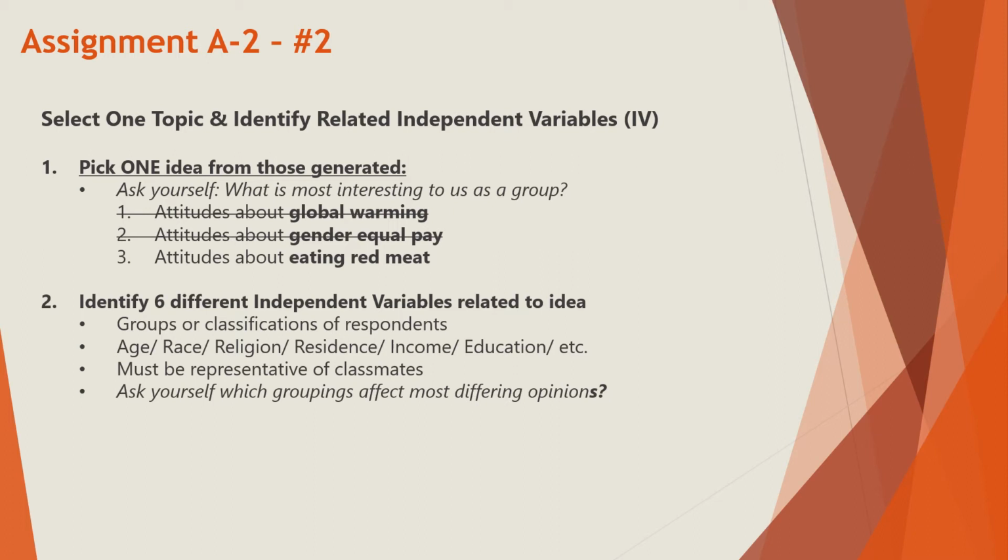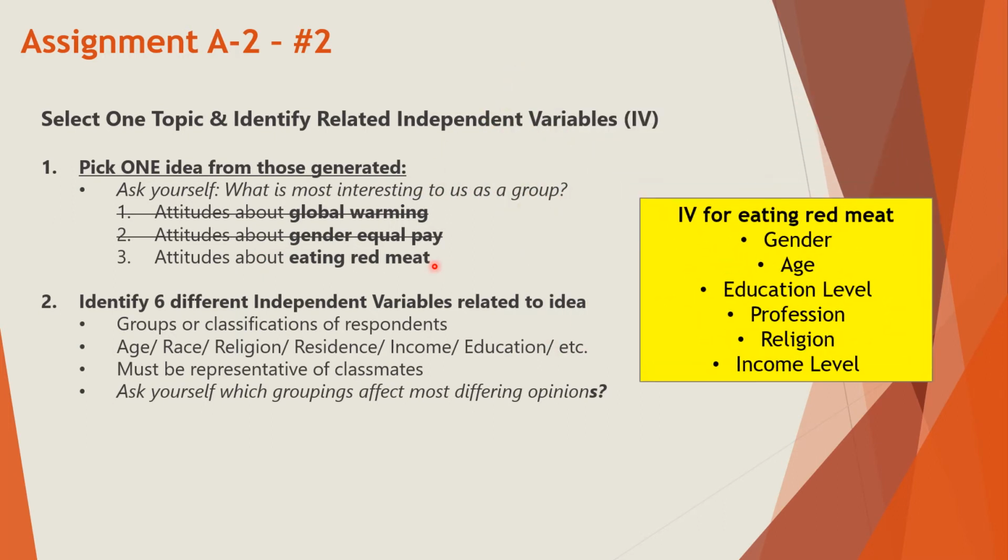And then when I'm doing this question, our team picked eating red meat. We liked that one. It was simple, it was direct, and the simple idea can be fine throughout this process. And then you're going to think, which group or classification, which independent variables likely affect people's opinions about eating red meat? Well, we certainly thought gender was one of them. We thought age might be as well, that younger people might be more likely to be vegetarians. The education level we thought was possible, the profession that someone worked, their religion, and income level. So you need to pick 6 of these. So you have 2 answers again for number 2.